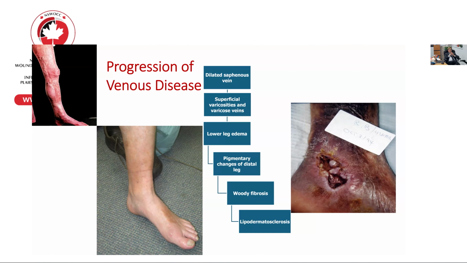You get woody fibrosis, and this leads to lipodermatosclerosis, and that's fibrin that is within the skin. And this is where wound healing and ulcers occur, and wound healing may actually be delayed with a lot of woody fibrosis. And that woody fibrosis can actually get inflamed. Next one.